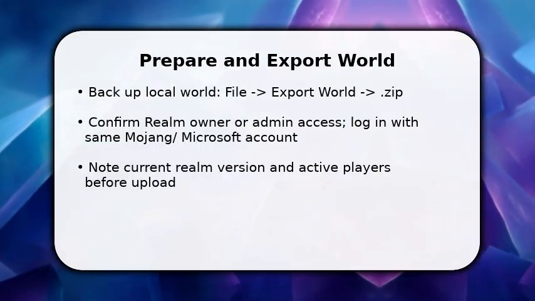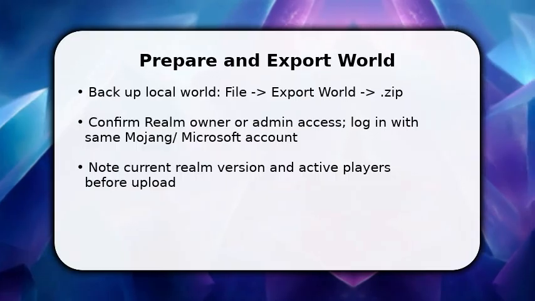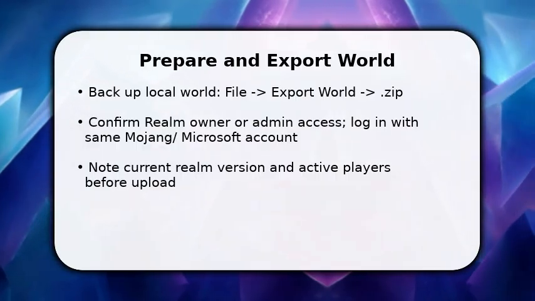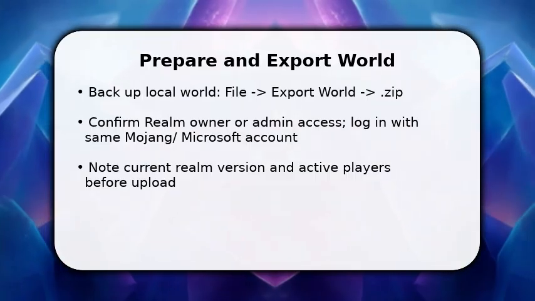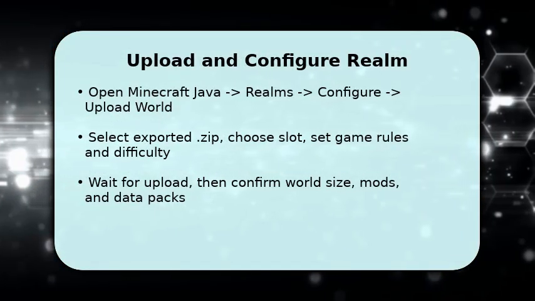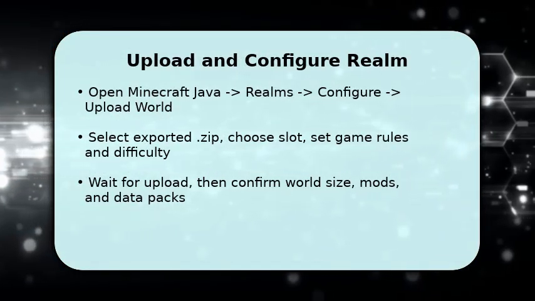Export as a .zip from your saves folder and keep a copy outside the Minecraft directory. This prevents accidental overwrites and gives you a quick rollback point. You now upload the exported world to the realm via Minecraft Java's Realms menu.